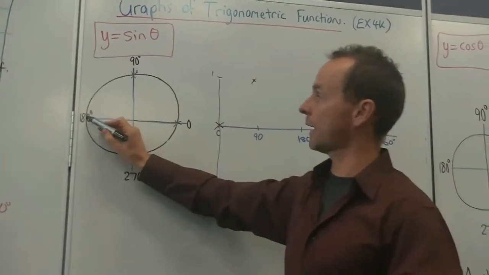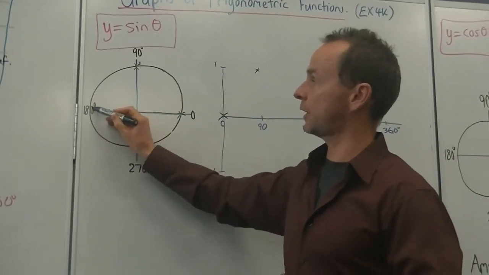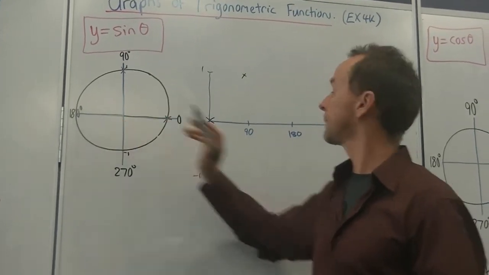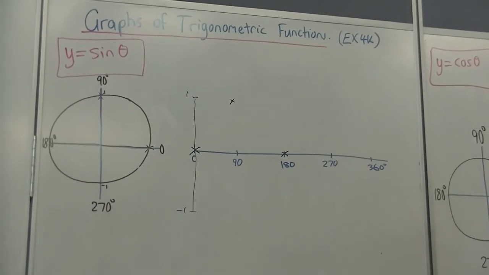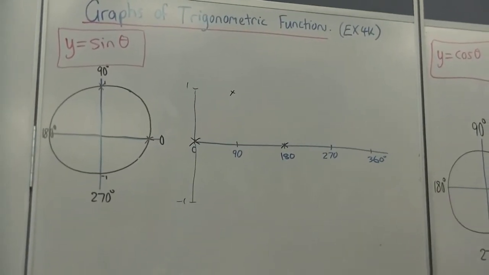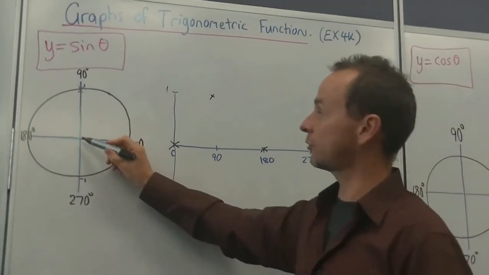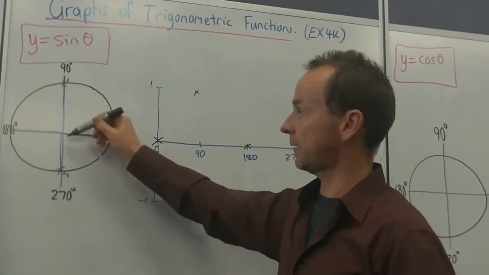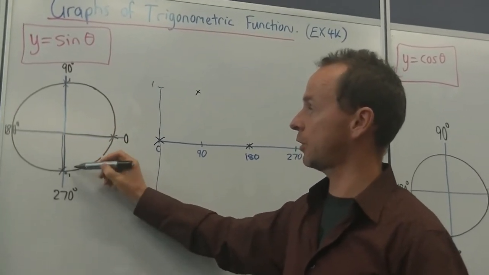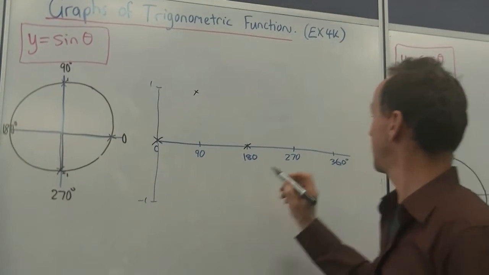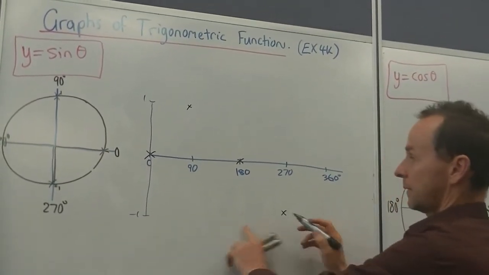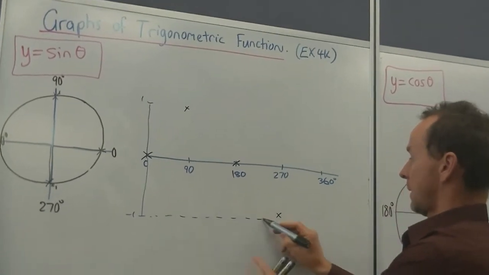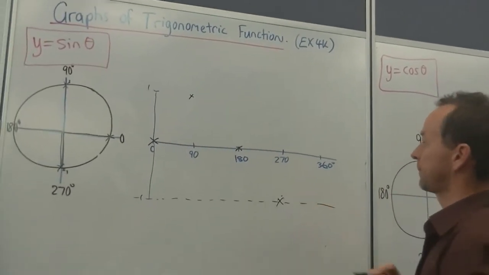Let's go around to sine 180. Sine 180, the vertical height is 0. So sine 180, our point is 0 on the graph. Does that make sense where I'm getting those points from? Sine 270. If the angle's there, the sine value, the vertical height is negative 1. So sine 270, our point's there at negative 1. Can you see that across there? It's right on negative 1.